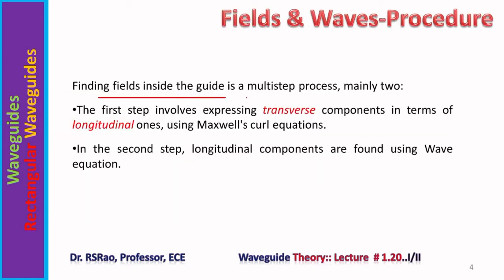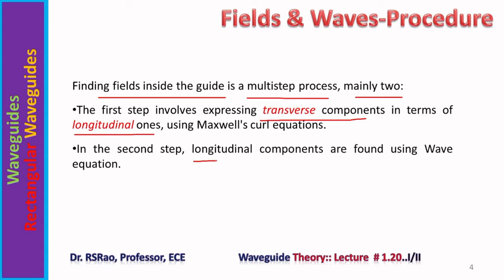Finding fields inside the guide is a multi-step process. Mainly two steps are there. In the first step, transverse components are expressed in terms of longitudinal ones. Transverse means normal to the direction of propagation. Longitudinal means parallel to the direction of propagation. The wave is assumed to be traveling in the z direction. Therefore, Ez and Hz are longitudinal components. Other components, Ex, Ey, Hx, Hy, become transverse components.